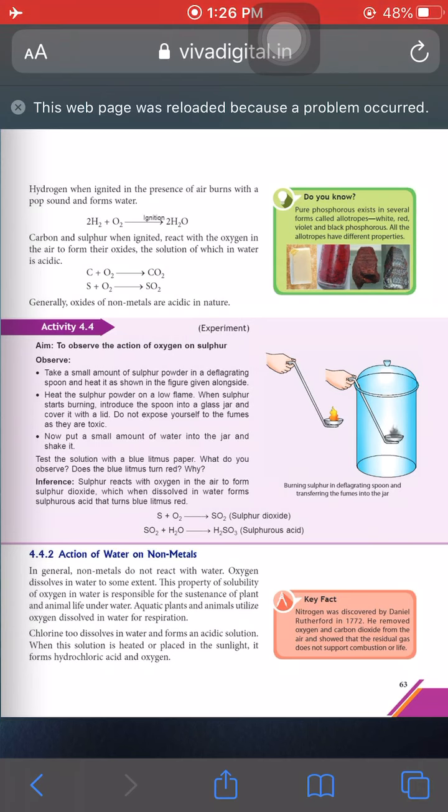Next is action of water on non-metals. In general, non-metals do not react with water. Oxygen dissolves in water to some extent. This property of solubility of oxygen in water is responsible for the sustenance of plant and animal life under water.